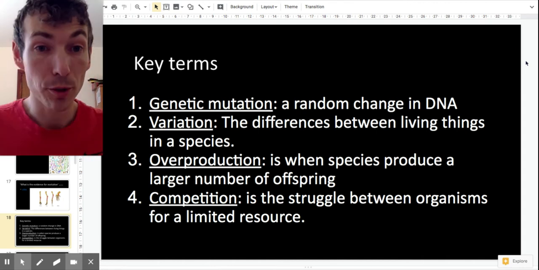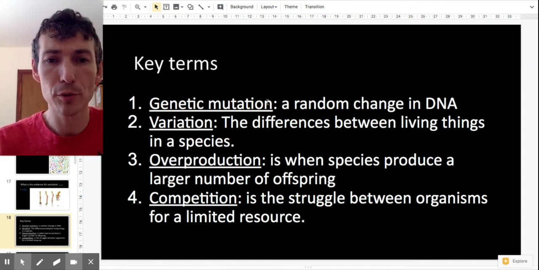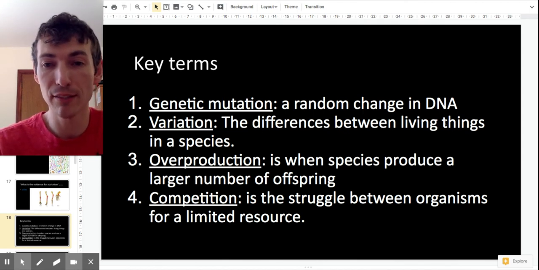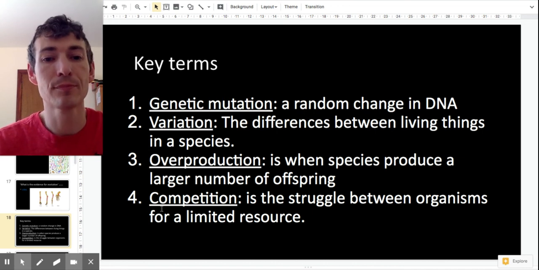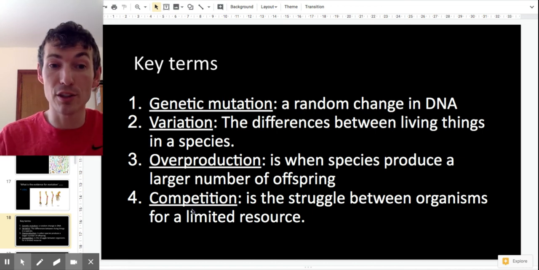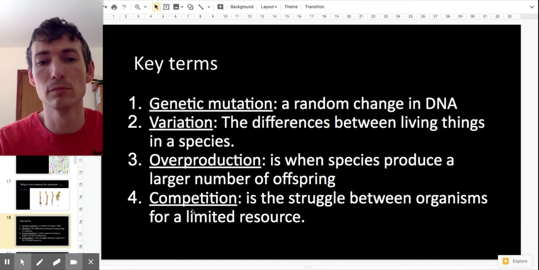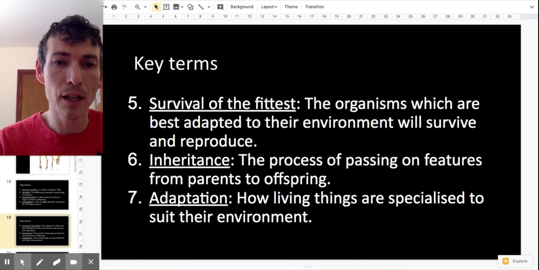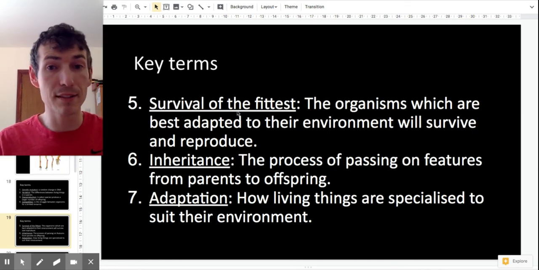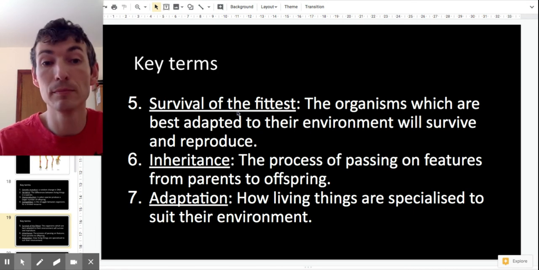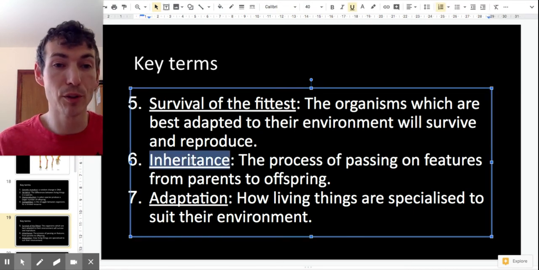Right then, the key terms that you need to know. Genetic mutation is a random change in DNA. Variation, the difference between living things in a species. Overproduction, that's when too many of a species is produced. Competition, because there are too many offspring produced, they have to compete against each other for food. Survival of the fittest, the ones that are best suited to their environment survive. Inheritance, that's how your DNA is passed from parents onto their offspring.